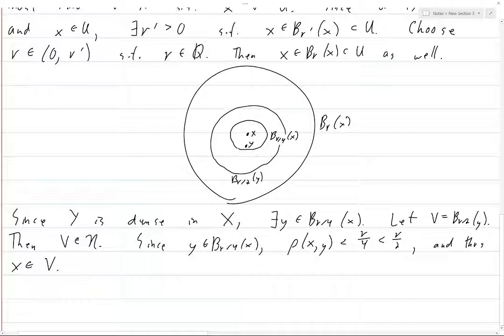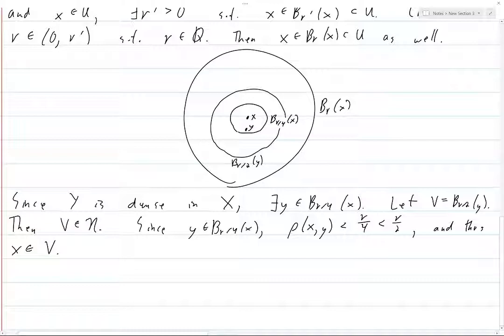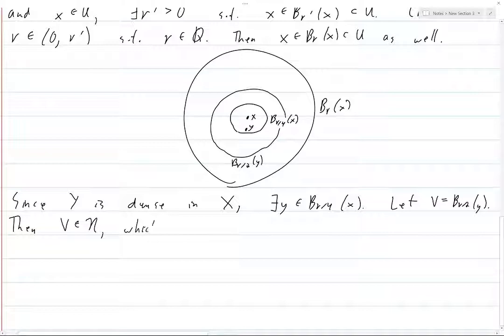Well, I guess we already knew that. Yeah, we already knew that. No, we didn't, because V is not... Okay, I messed this up. V is not yet guaranteed to be in N because we need to prove that x is in it first.